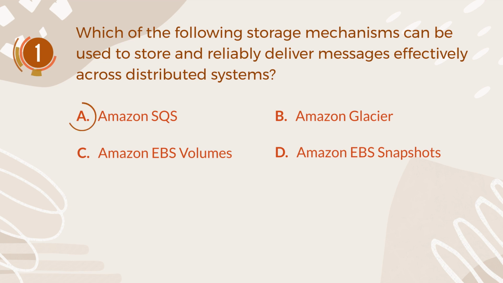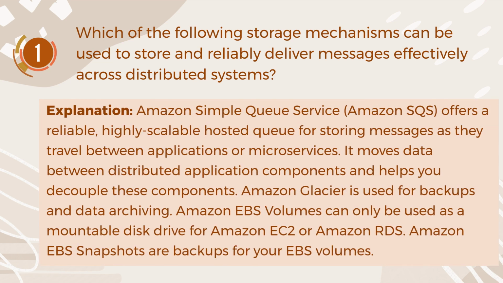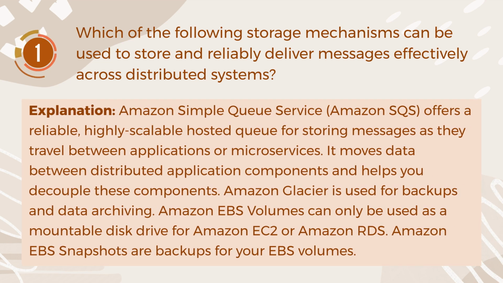The correct answer is A. Amazon SQS. Explanation. Amazon's Simple Queue Service, Amazon SQS, offers a reliable, highly scalable hosted queue for storing messages as they travel between applications or microservices. It moves data between distributed application components and helps you decouple these components. Amazon Glacier is used for backups and data archiving. Amazon EBS Volumes can only be used as a mountable disk drive for Amazon EC2 or Amazon RDS. Amazon EBS Snapshots are backups for your EBS volumes.